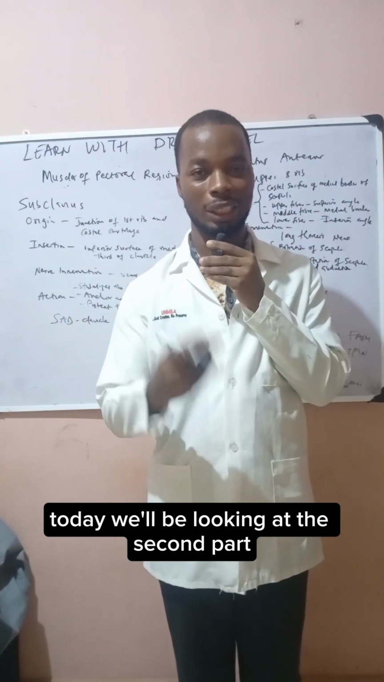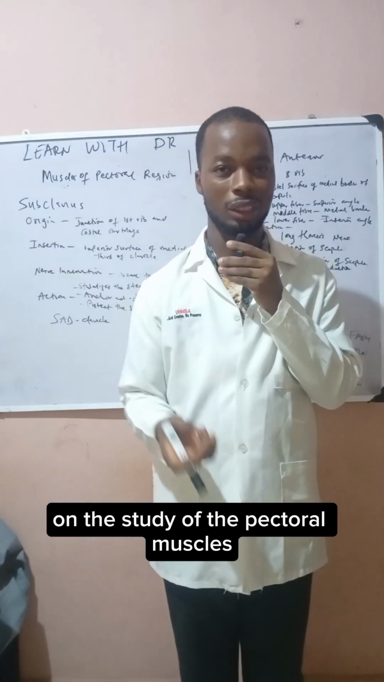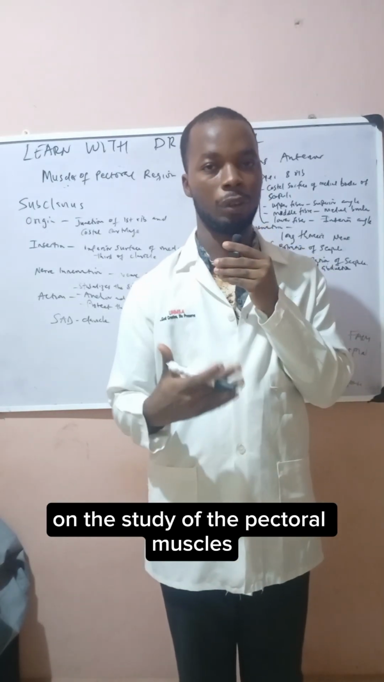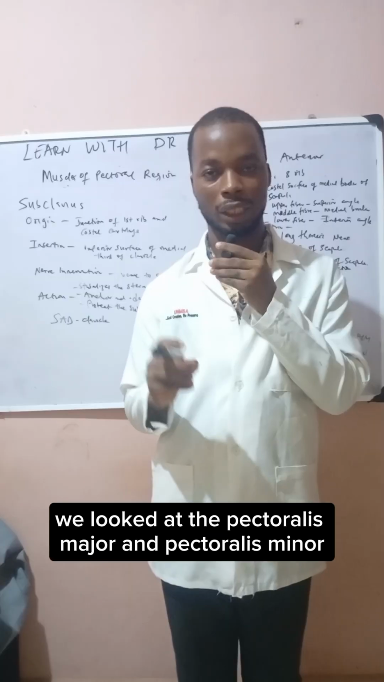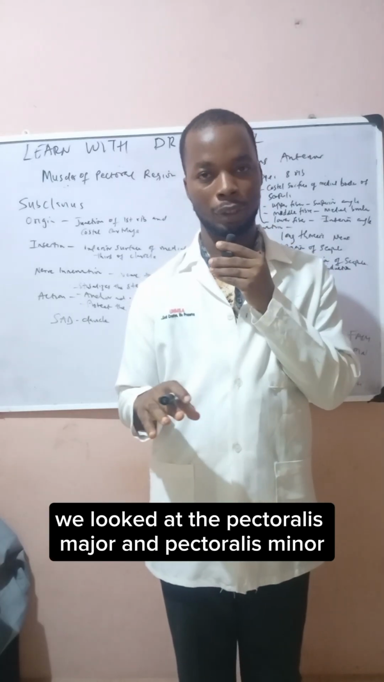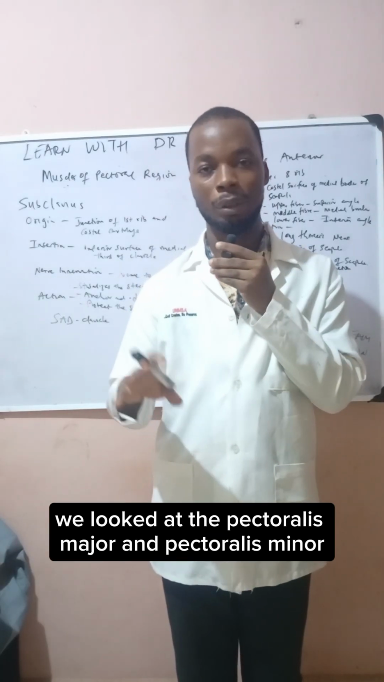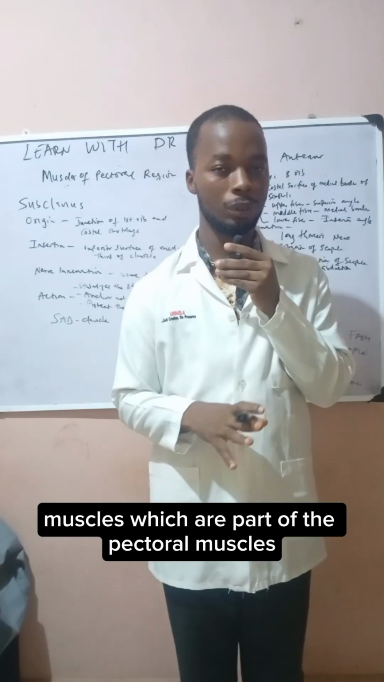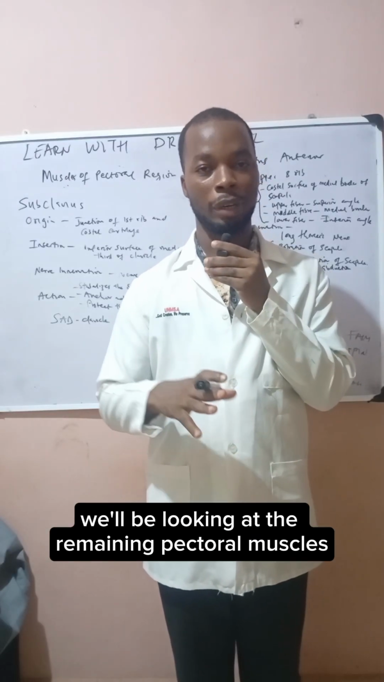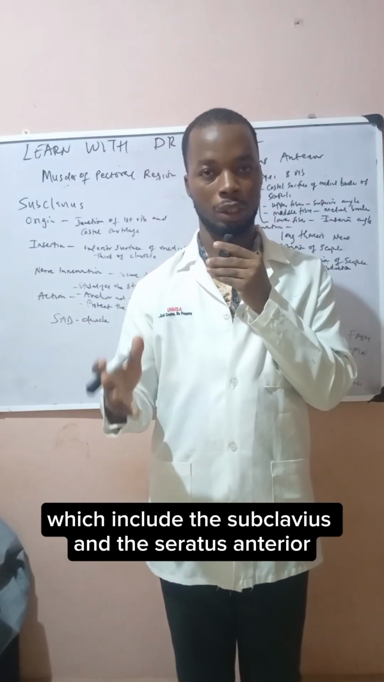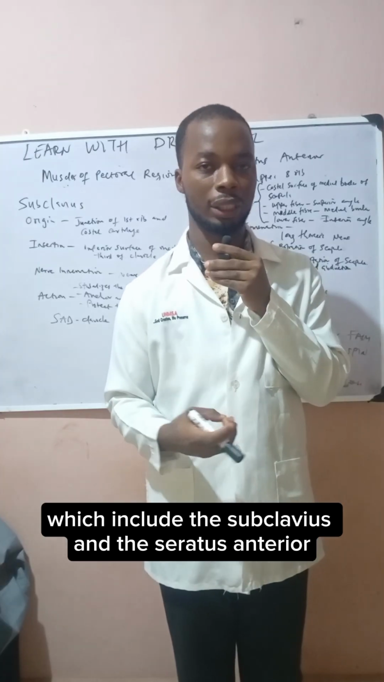Today we'll be looking at the second part on the study of the pectoral muscles. In part 1, we looked at the pectoralis major and pectoralis minor muscles, which are part of the pectoral muscles. In this part, we'll be looking at the remaining pectoral muscles, which include the subclavius and the serratus anterior.